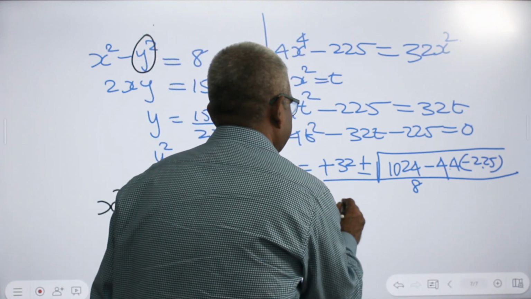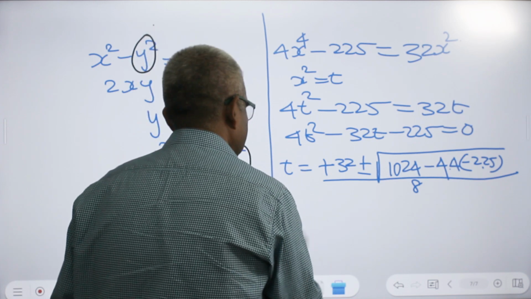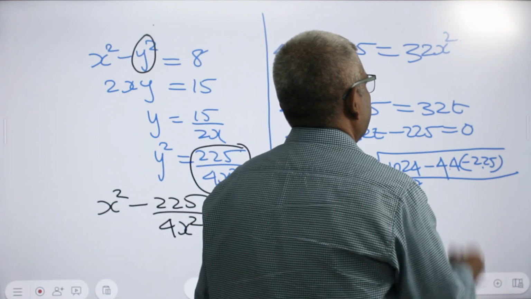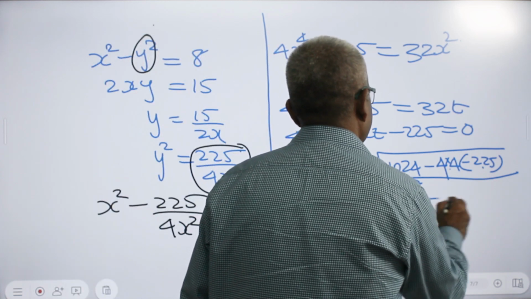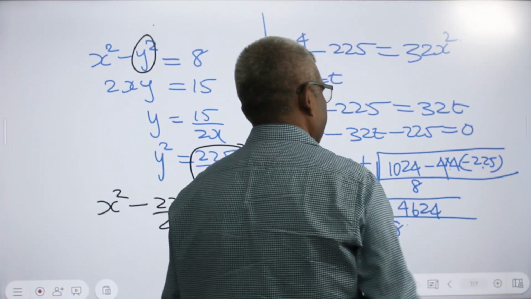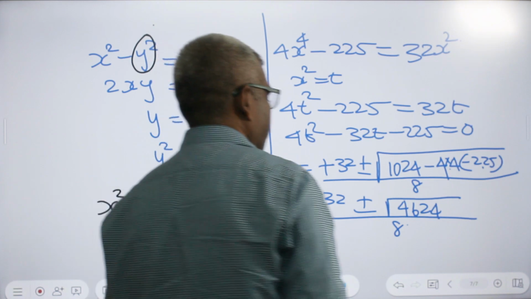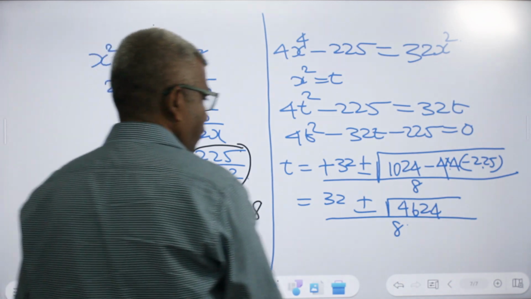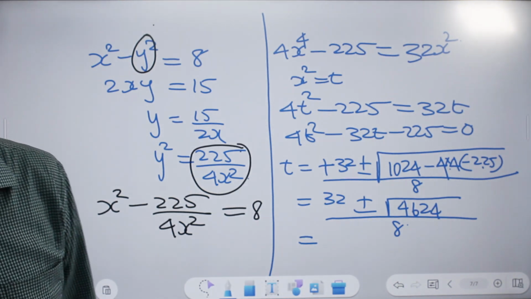Okay, so it is 32 plus or minus the square root of 1024 plus 3600, which is 4624, divided by 8. Now find the square root of 4624. Let me use the calculator.